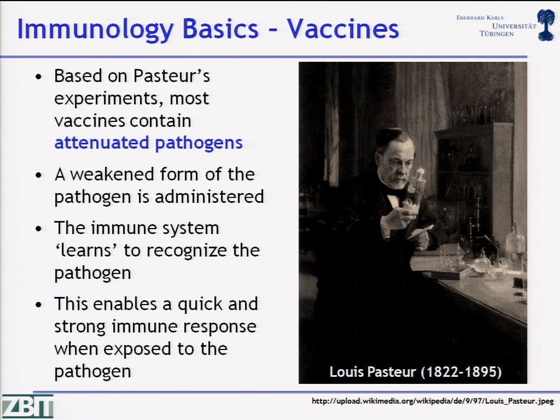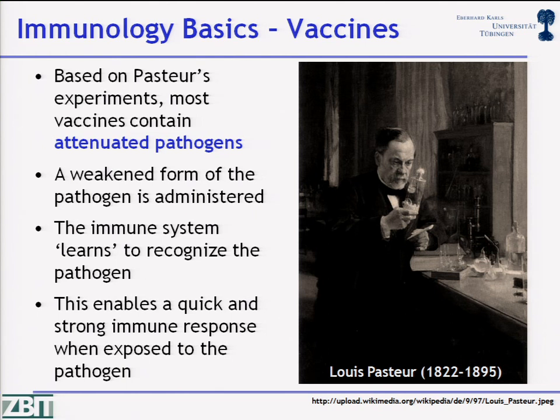Basically, most of the vaccines on the market today are still based on the initial ideas of Louis Pasteur, who found that attenuated pathogens, basically heated pathogens, can be used to produce immunogenicity when vaccinated with this attenuated pathogen. So basically, the immune system learns to recognize the pathogen. It is not infected because it is attenuated. And afterwards, when exposed to the real pathogen, the immune system can react strongly and quickly and thus prevent the infection.